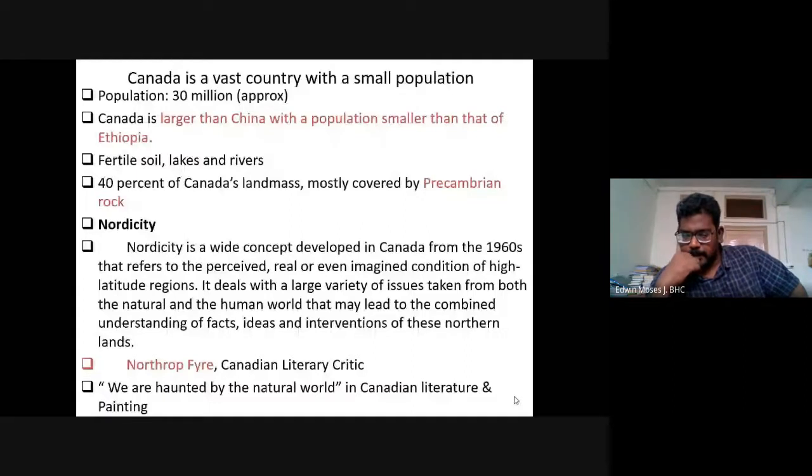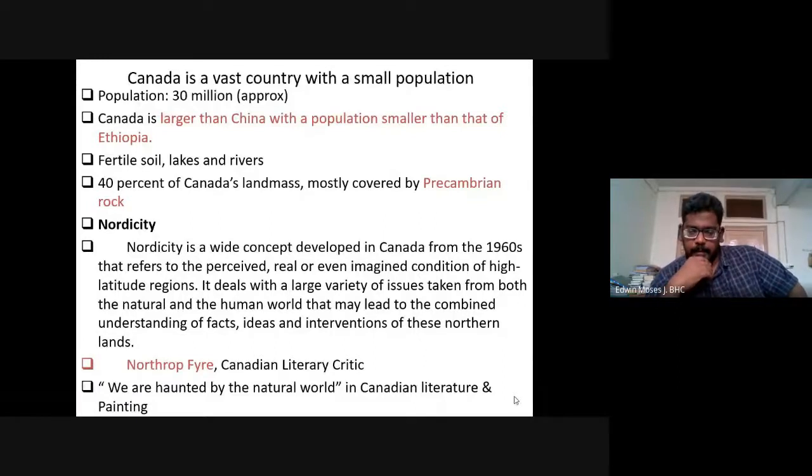how people perceived it, and the cultural practices that were prevalent in relation to the land, what's the reality of that landscape and how people perceived it, right? The imagined conditions of high latitude regions. So it deals with a variety of issues taken from both the natural and the human world. So the way they understood Canada may lead to a combined understanding of facts, ideas, and interventions.